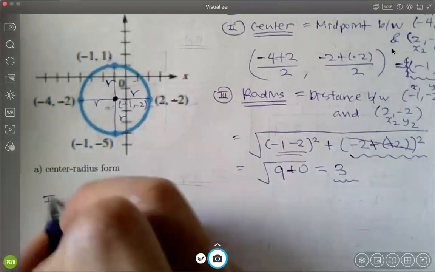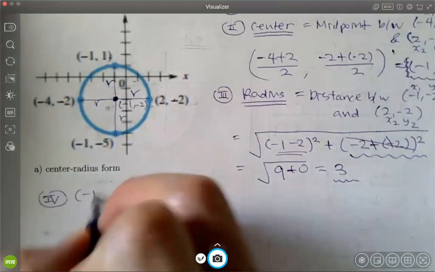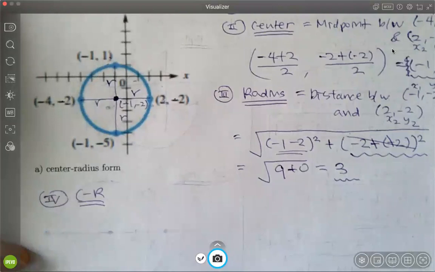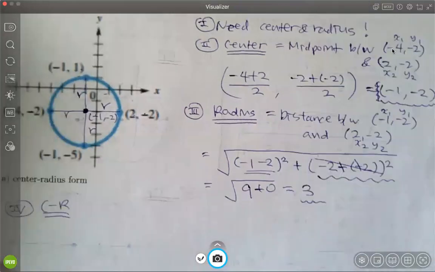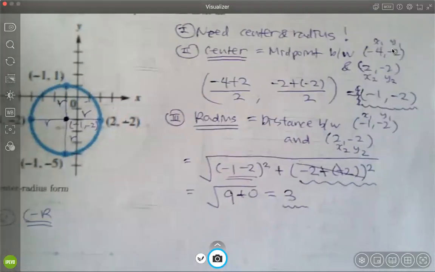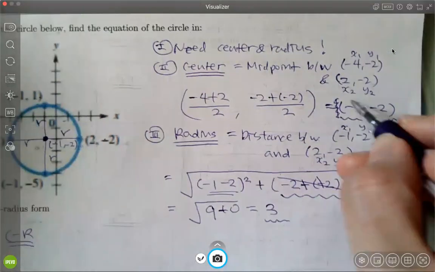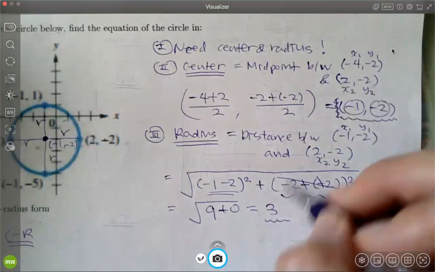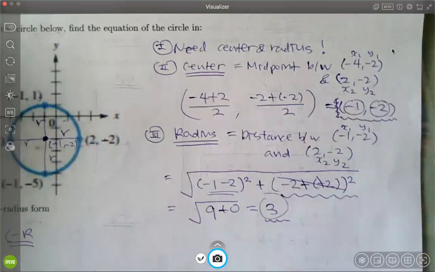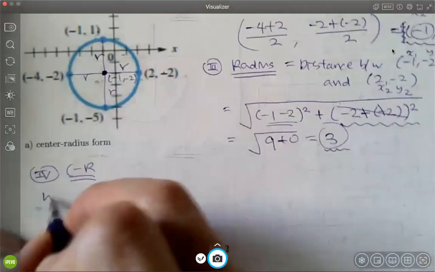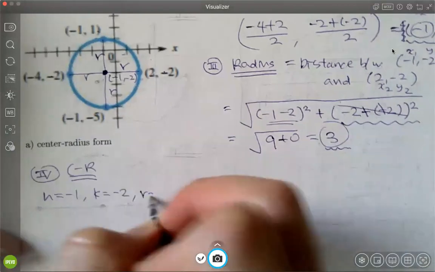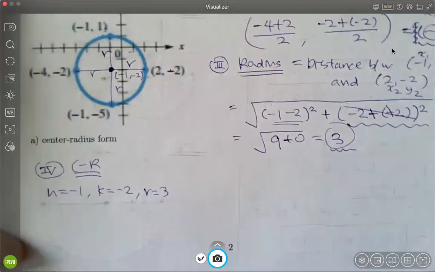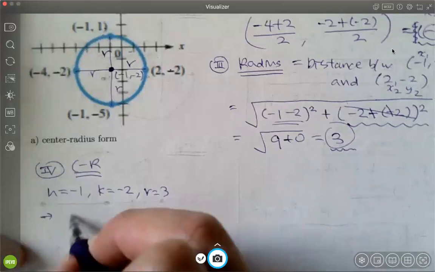So now the center radius form. Remember, we need h, k, and r. So what is h? The x coordinate of the center, so that's negative 1. And k is negative 2. And 3 is r. So h is negative 1, k is negative 2, and r is equal to 3. So plug them into the formula. So what do we get?